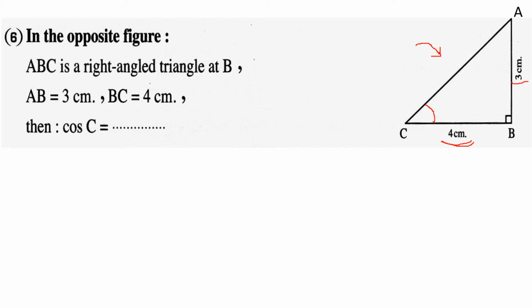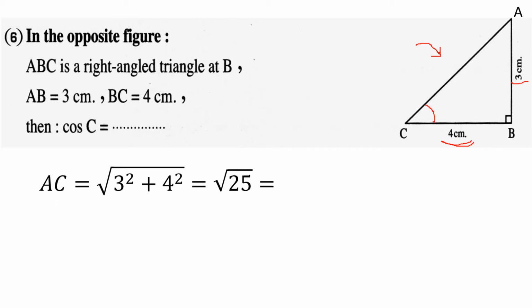Let's put the rule using the Pythagoras theorem. So hypotenuse equals the root of this side squared plus that side squared. So 3 power 2 plus 4 power 2, root of 25 gives 5. So this side is 5 now. Okay, let's find the cosine of C. Adjacent over hypotenuse. So 4 over 5.